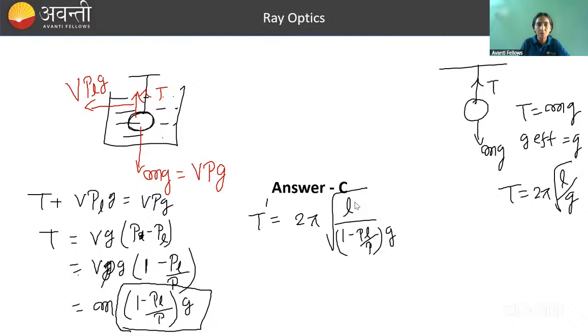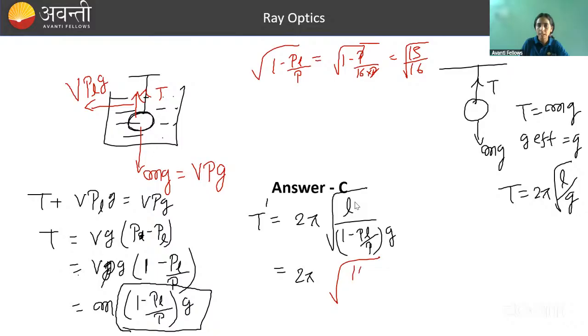ठीक है? अब आप इसको वैल्यू को पुट करो. 2 pi, this is rho L is 1/16 times, right? So if we solve this thing, root under 1 minus rho L by rho, L is 1/16 of rho, so you will write 1 minus rho by 16 into rho is here. This will get cancelled and this will become 15/16 root under. So this is 15/16, so this will become 16L by 15G.